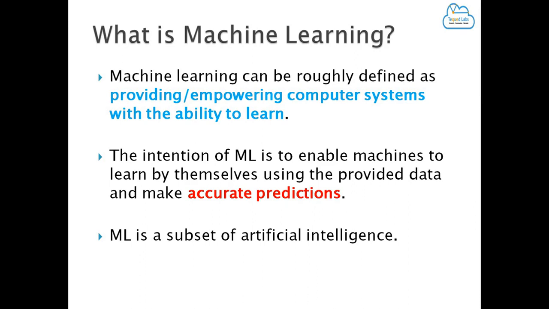Machine learning is just a concept, an idea where computers are learning from previous data and present data. That is very important. So whenever you can make a machine learn, or whenever a machine has an ability to learn, then that concept is called machine learning. So what is the intention of machine learning, and how is it different from artificial intelligence?